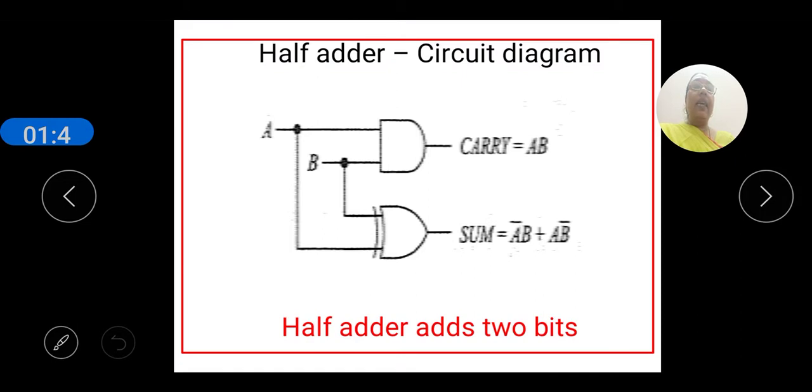In the next slide, you can see the circuit diagram of the half adder. The AND gate is given the input A and B. The output of the AND gate is carry, which is equal to A dot B. The same two inputs are given to the exclusive OR gate, and the output of the exclusive OR gate is sum, which is A exclusive OR B, which can also be represented as A bar B plus A B bar. This half adder adds 2 bits.